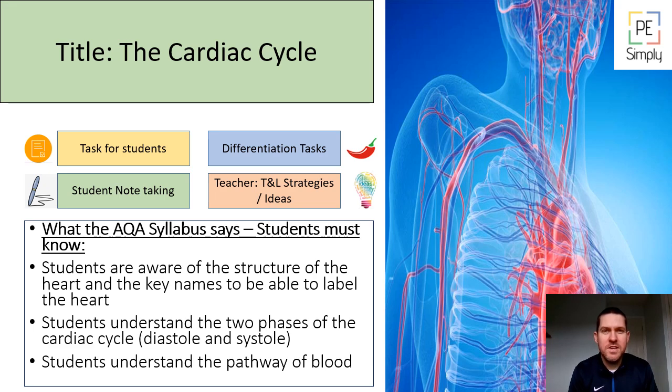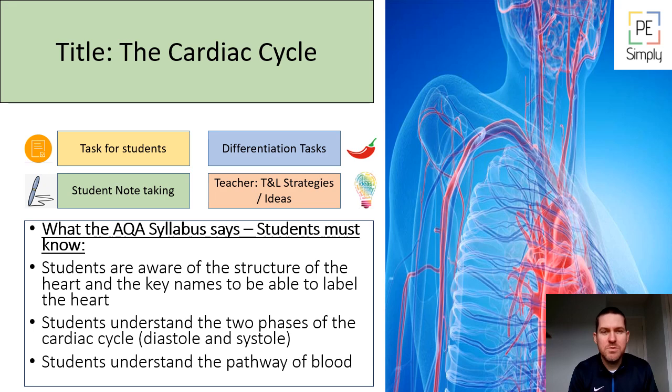So in regards to this specific topic, what do you need to know for the GCSE syllabus in terms of AQA? Well, first of all, you need to be able to understand the structure of the heart. So be able to label different parts of the heart and understand and recognise what those key names are.